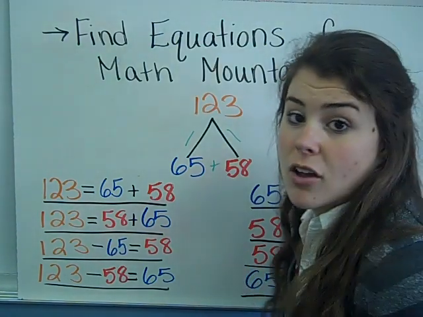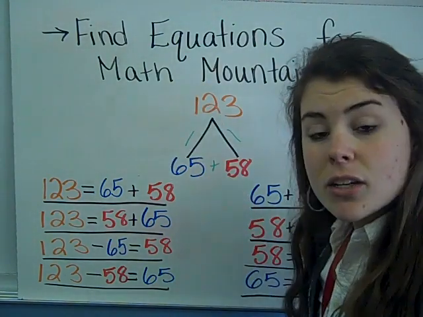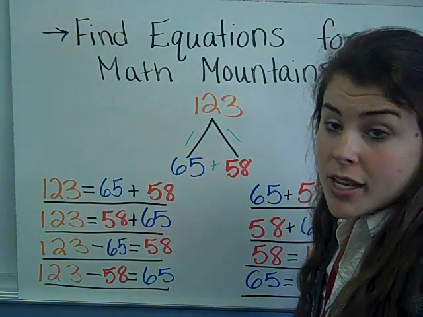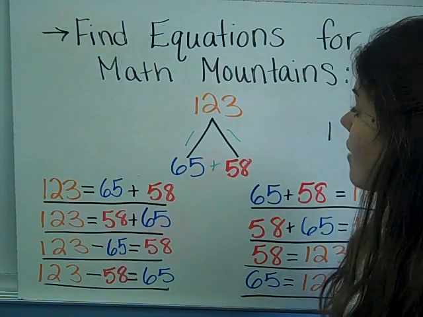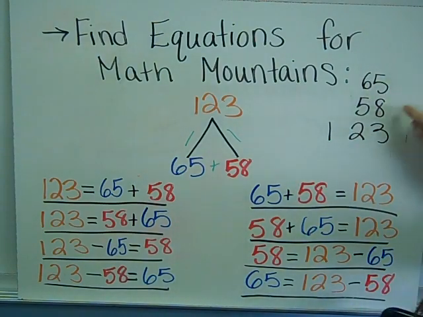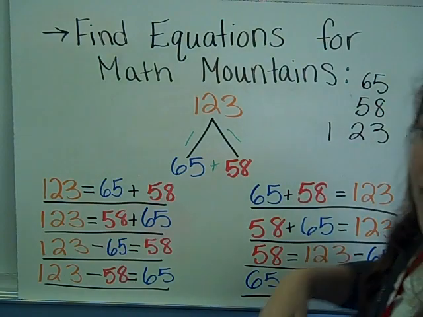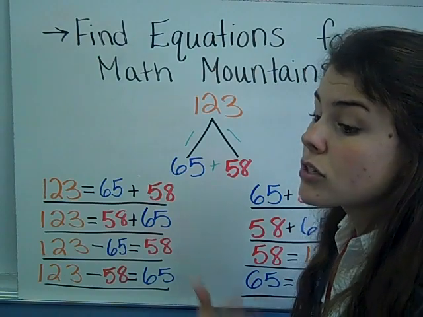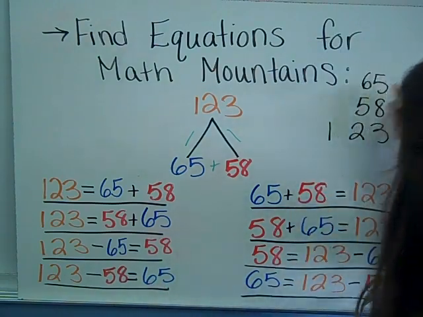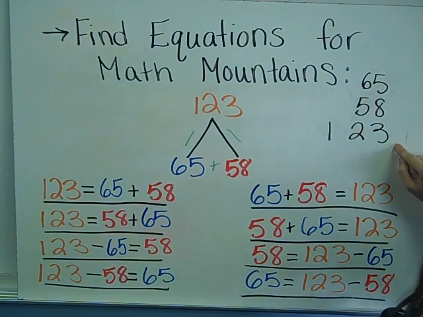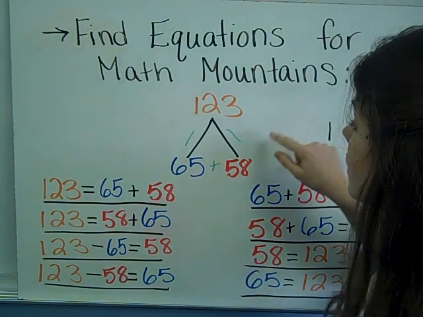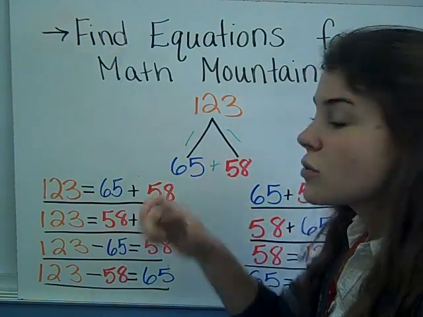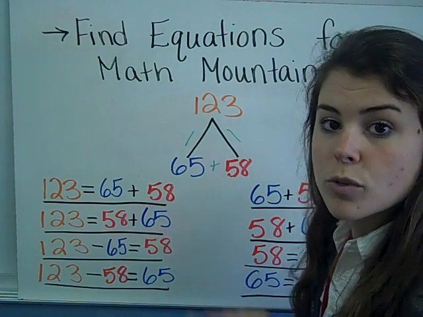Okay, moving right along. Today, we wanted to find equations using Math Mountains, okay? So, I have 3 numbers, and I've already gotten this one started. We have the 3 numbers 65, 58, and 123. And the first thing you have to do with a Math Mountain is figure out which number is your total, okay? That number is always your greatest number. So, out of these 3 numbers, I'm looking, and 123 is the greatest number, so it is my total. It goes up top, okay? Now, it doesn't matter which side you have your partners, because with addition, if they go back and forth, they equal the same. We can switch them around.